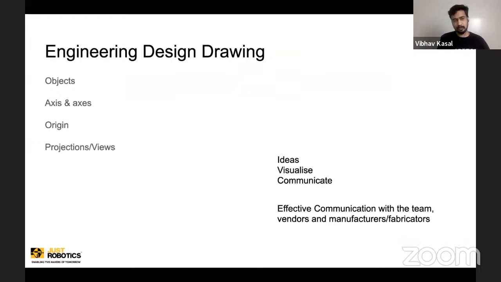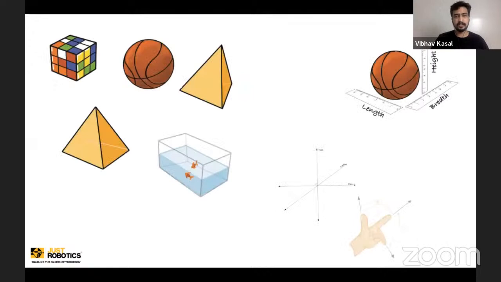And the few terminologies that are very essential are objects, axis, origin, and projections. So any object that occupies space, anything that occupies space is an object which will have 3 things: length, breadth, and height, right? And these length, breadth, and height, you take a basketball for an example, it will have all the 3 things: length, breadth, and height, and also other dimensions to it like the weight, color, texture.